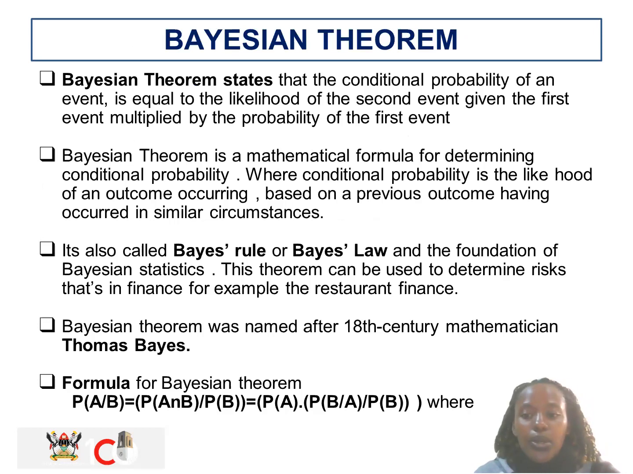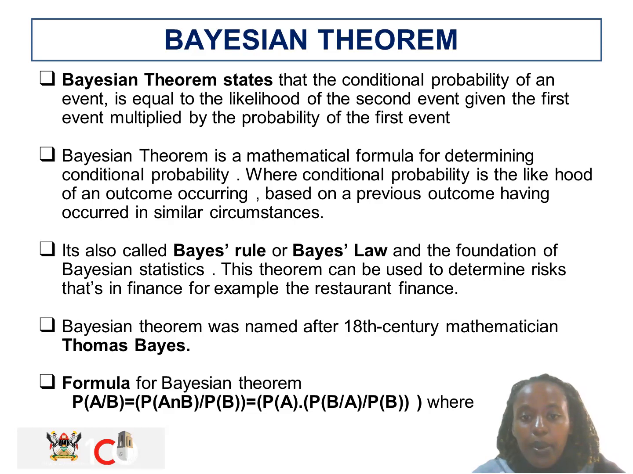And I'm going to take you through the Bayesian theorem. What do I mean by the Bayesian theorem? The Bayesian theorem states that the conditional probability of an event is equal to the likelihood of the second event given the first event, multiplied by the probability of the first event. The Bayesian theorem is the formula for determining conditional probability, where conditional probability is the likelihood of the outcome of an event occurring.